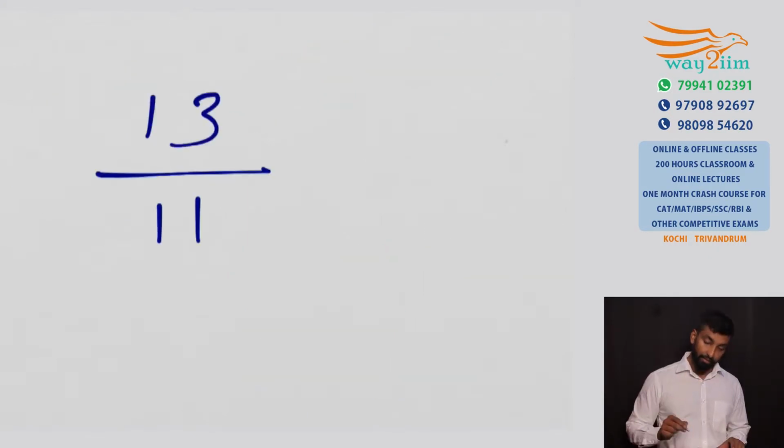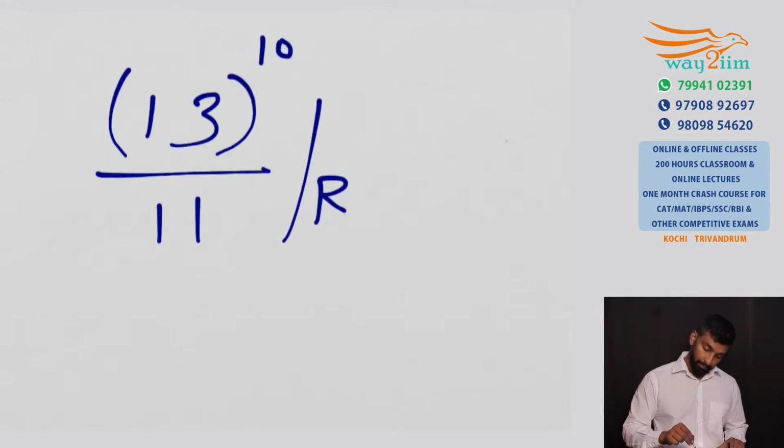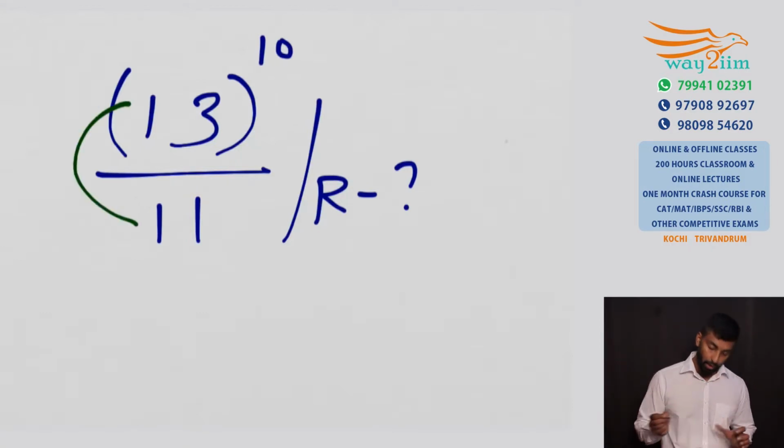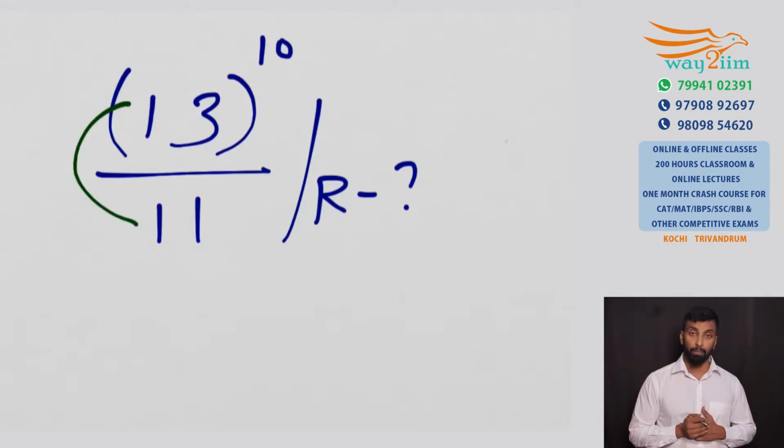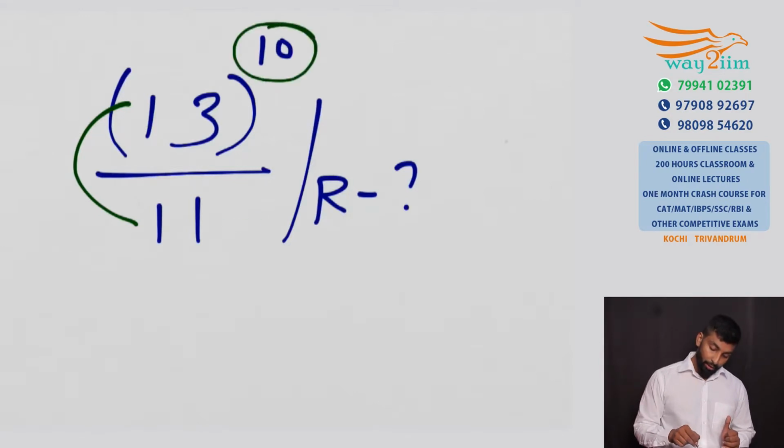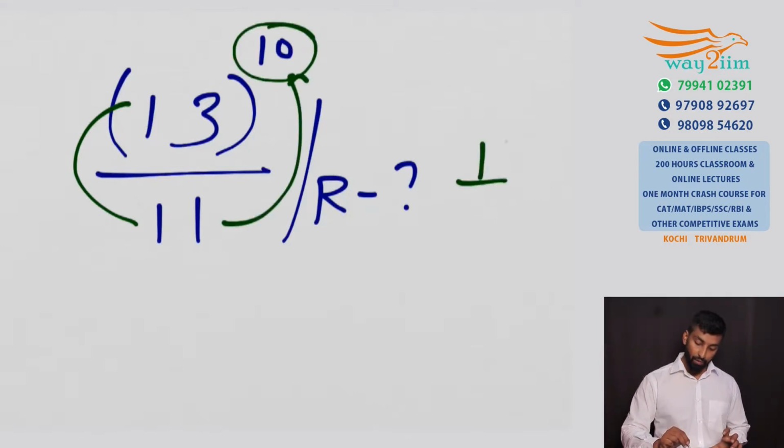So if I give you a question like this, 13 raised to 10 divided by 11, what is the remainder? First thing that you need to see is these are coprimes. 13 and 11 are coprimes. What is 10? 10 is Euler's number of 11. So what is the remainder? 1. Now I'm going to extend it.